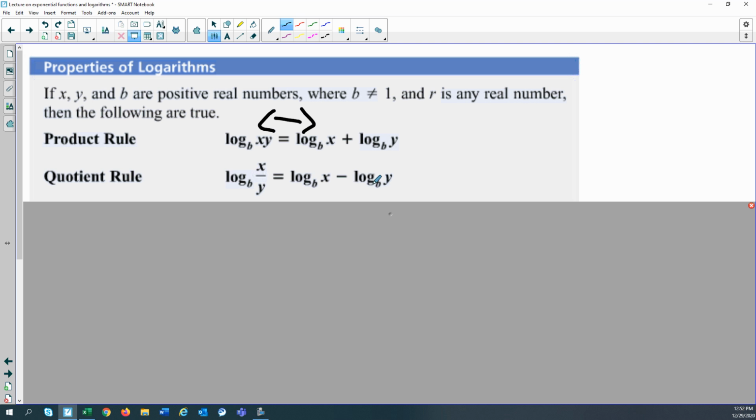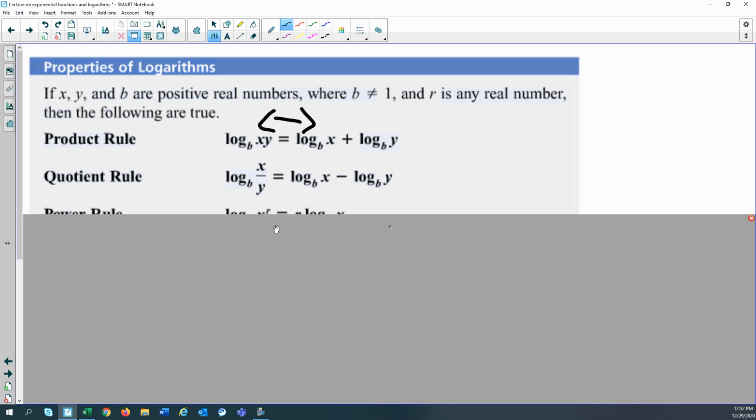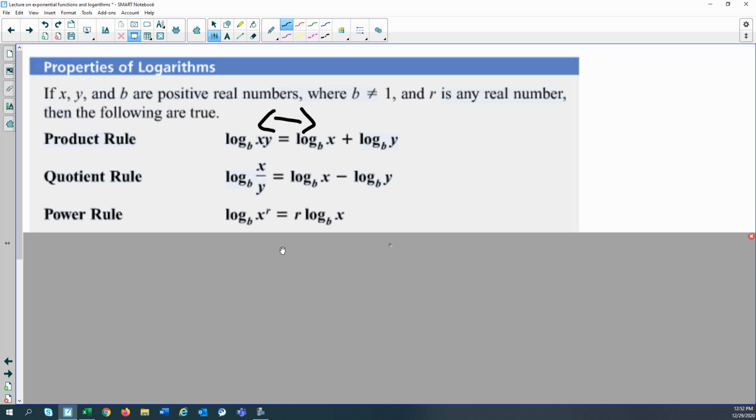Quotient, same idea, same base, but this time we're subtracting the two logarithms and we get a quotient, or division. Notice that the x from the first value is the numerator and the y is the denominator. That order does matter, so make sure that you're keeping the order. The power rule says that if we have an exponent on the inside, we can slide it to the front, or the other way around. So sometimes you're better off with the value on the inside, sometimes you're better off with it as a coefficient.